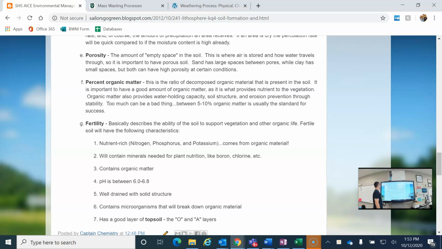Fertile soil will have the following characteristics. It will be nutrient rich in terms of nitrogen, phosphorus, and potassium, and that comes from the organic material. It will contain the minerals needed for plant nutrition like boron and chlorine. It will contain organic matter. Will have pH between 6 and 6.8. Will be well drained with a solid structure. Contain microorganisms that break down the organic material and have a good layer of topsoil. You want good, thick layers of O and A, the O and A layers. And that's pretty much it for the intro to soils.